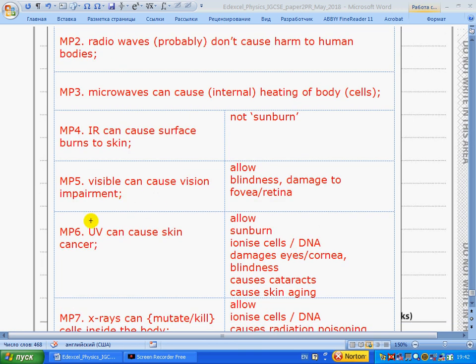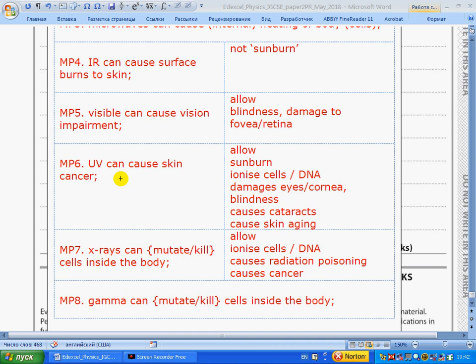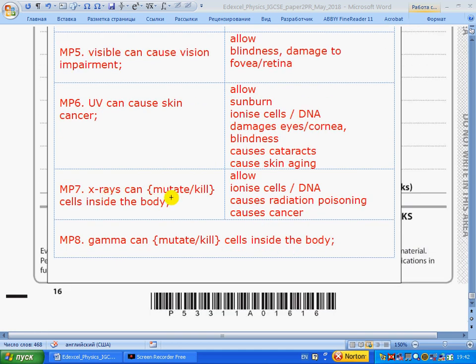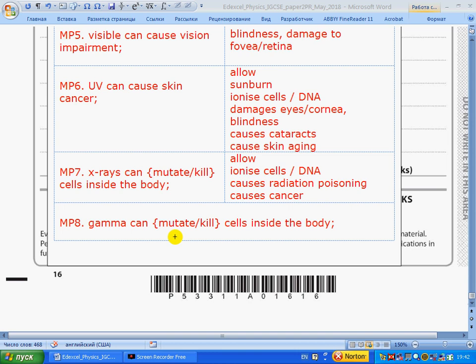Visible light can cause vision impairment. Ultraviolet can cause skin cancer. X-rays can mutate or kill cells inside the body. Gamma rays can mutate or kill cells inside the body.